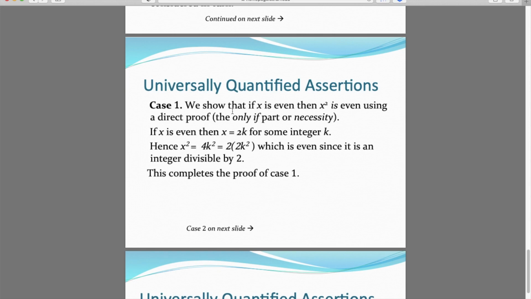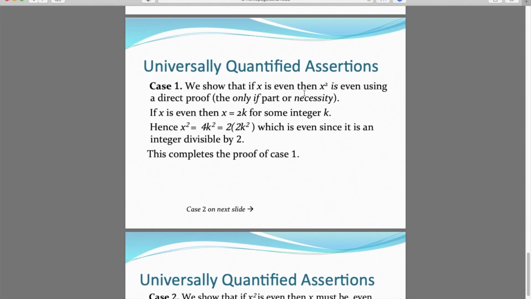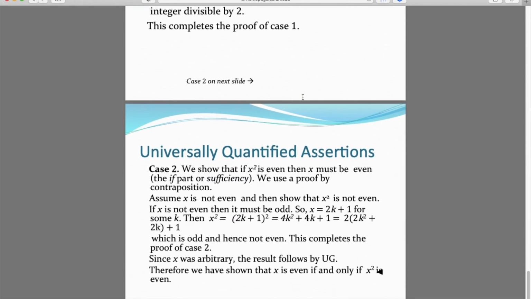So now we see that if x is even, x squared is even. And then this is sort of the reverse case. We showed that if x squared is even, then x must be even. And here we're using the if part, or sufficiency. And I like this note, this use of terminology. So we use a proof by contraposition. Assume x is not even, and then show that x squared is not even.